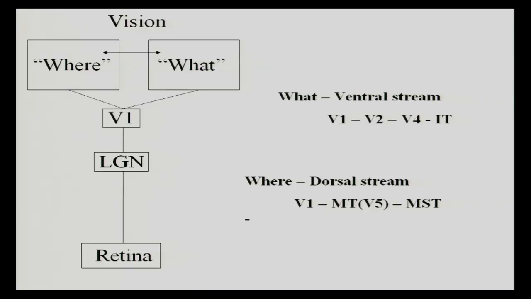And so that brings up this idea that there are two different pathways that were mentioned right at the beginning. One that says what's going on, objects and things that you recognize, and another, where they are. So this is the ventral stream, primary visual cortex to V2 to V4 to the inferior temporal cortex. The dorsal stream is the where, to MT and MST. And I have one more slide and then we're finished.